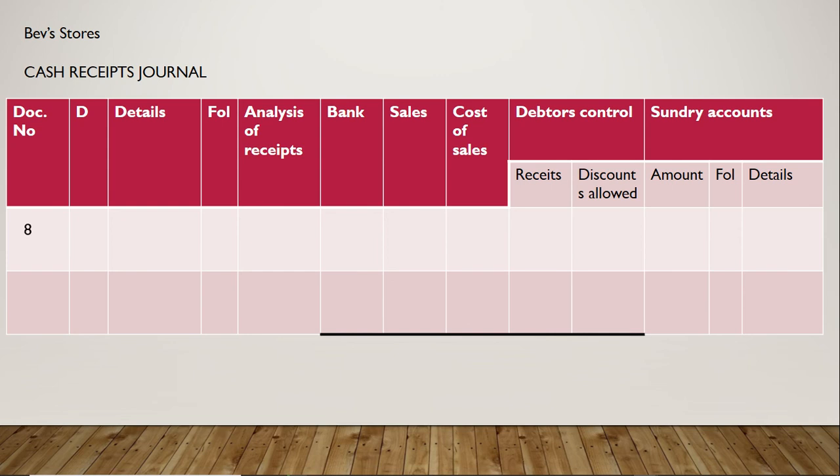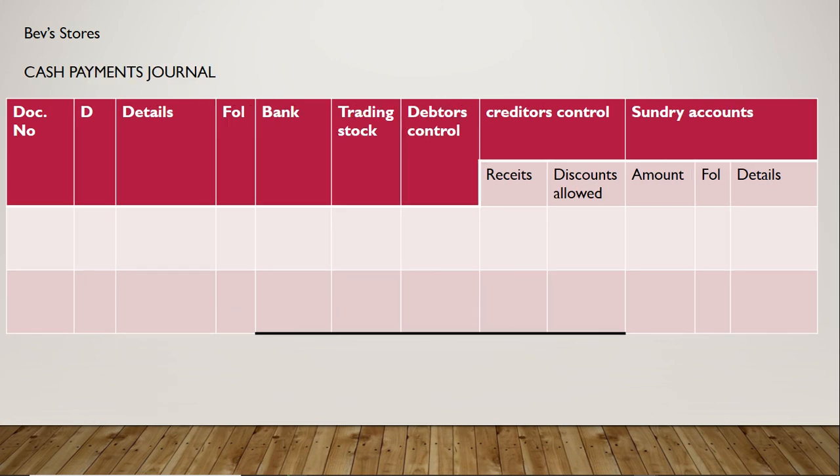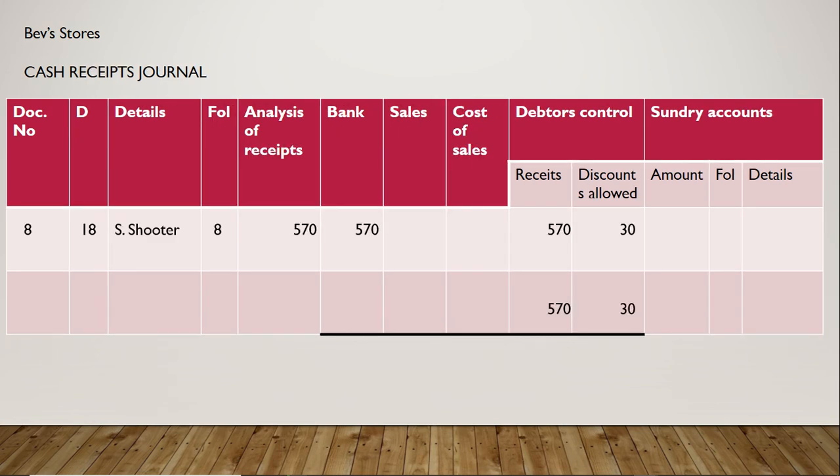In the CRJ, we're going to have document number 8 on the 18th. It's S Shooter under analysis. We're going to have 570 under bank. We're going to have 570 check under debtors control. Under receipts, please correct that there's a P missing. Under receipts, we're going to have 570, and under discount allowed, we're going to have 30. And then obviously you will total this up. It'll be 570 under debtors control, receipts, and 30 under discount allowed. Okay, this is what it will be recorded like in the cash receipts journal.